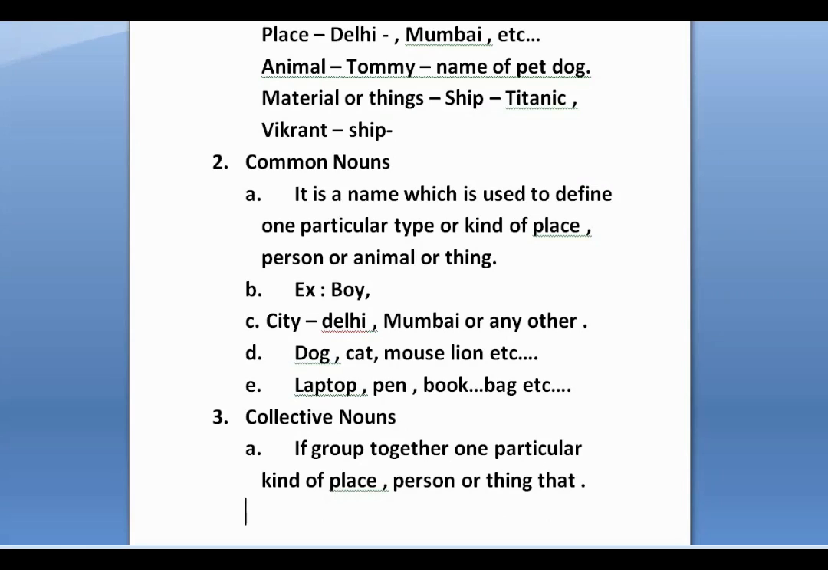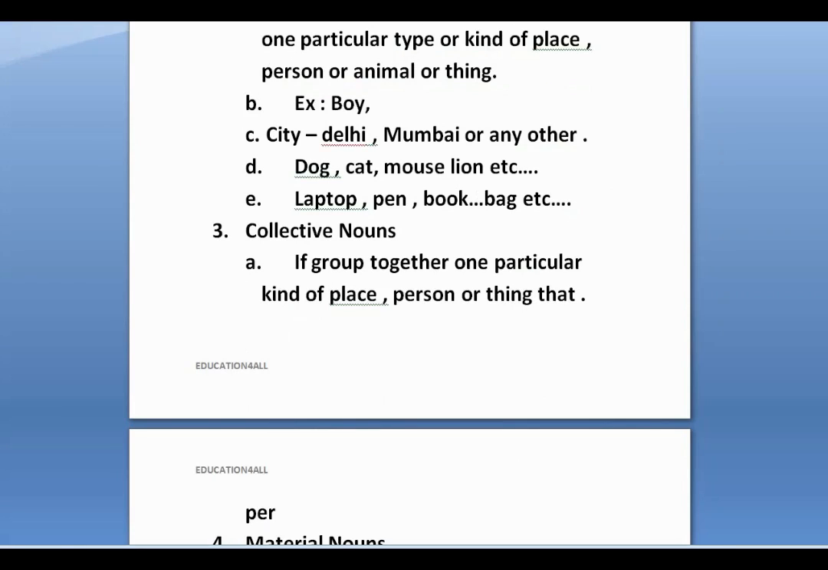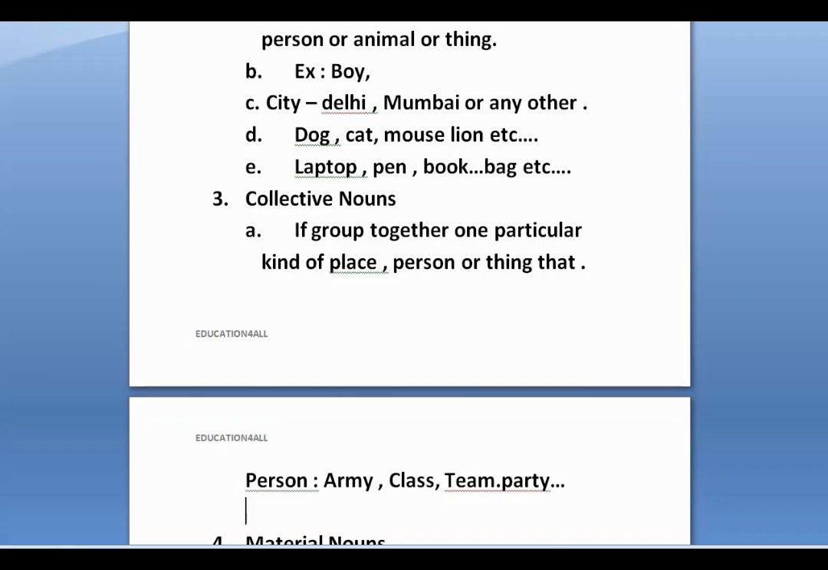If we talk about a person, take an example that includes man, woman, right? Both girls and boys, right? So these kinds of words would be, in the case of a person, army. Army includes men and women as well. Class, any class could have boys, girls, etc., right? Team, party. So these words come under the collective noun category.